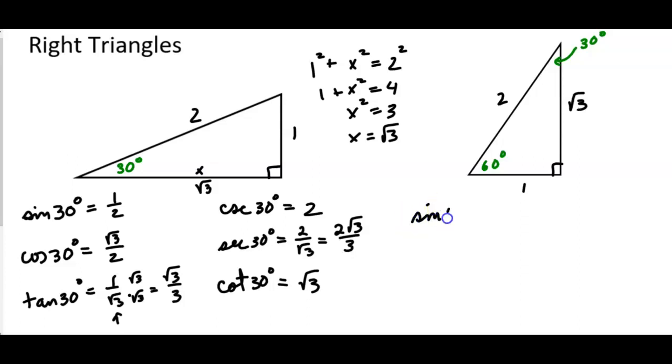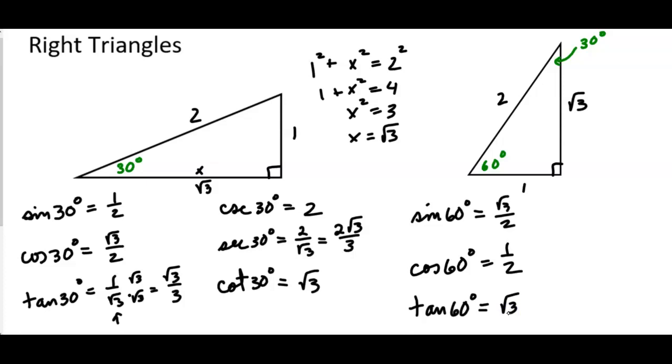So sine of 60 degrees is going to be the square root of 3 over 2. Cosine of 60 degrees is going to be 1/2. And tangent is going to be the square root of 3. And you can see that the sine and cosine have switched places because those are co-functions. When you have complementary angles, the co-functions are switched.